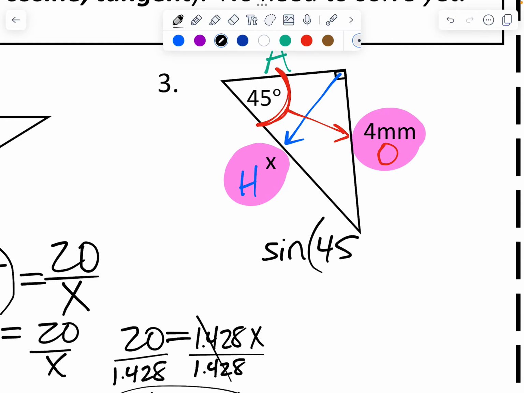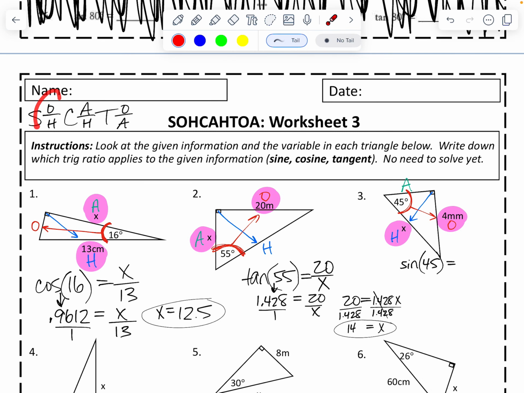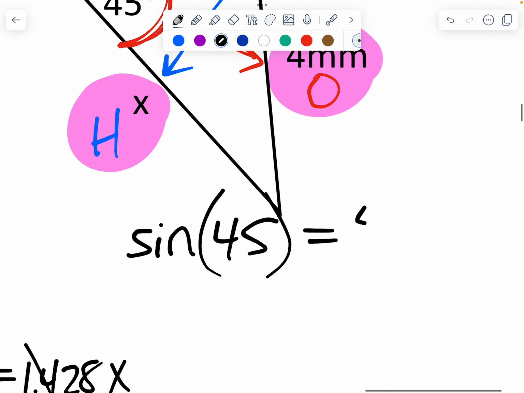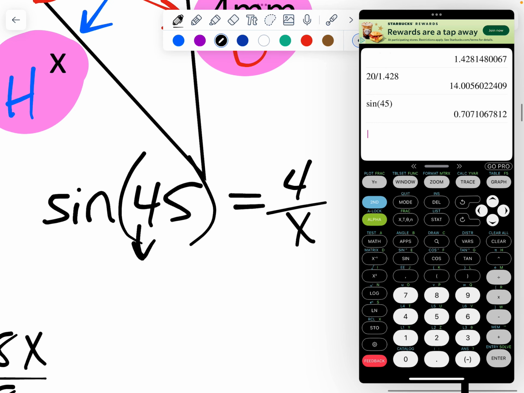So 45 equals, and the sin fraction is O divided by H. The O is 4, the H is X. So I'm putting 4 over X. I am going to hit sine 45 in the calculator. Sine 45, enter. 0.7071. And it equals 4 over x.